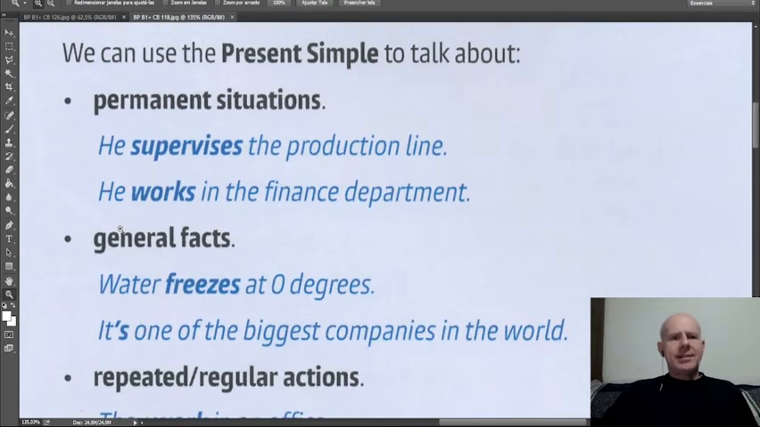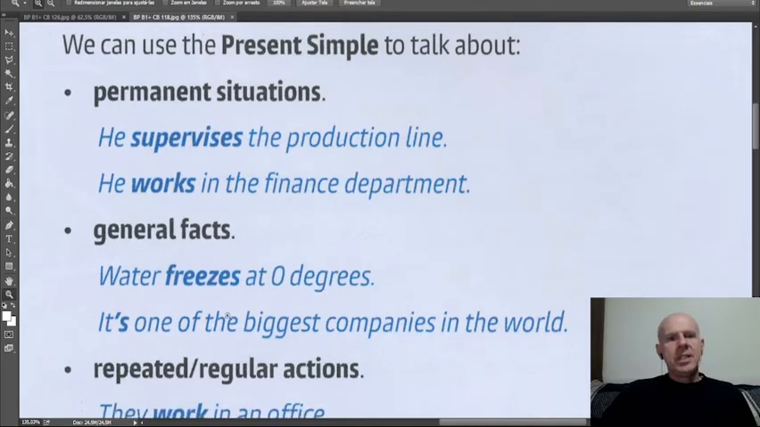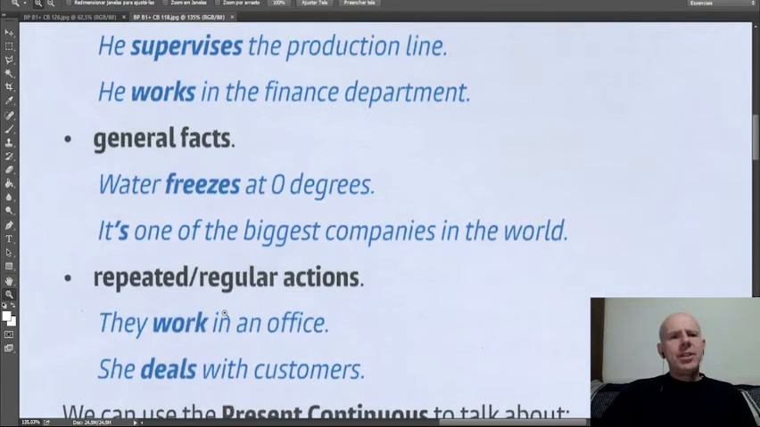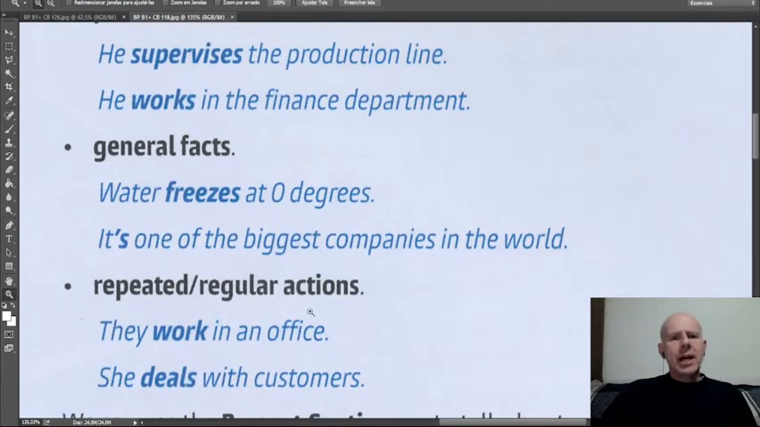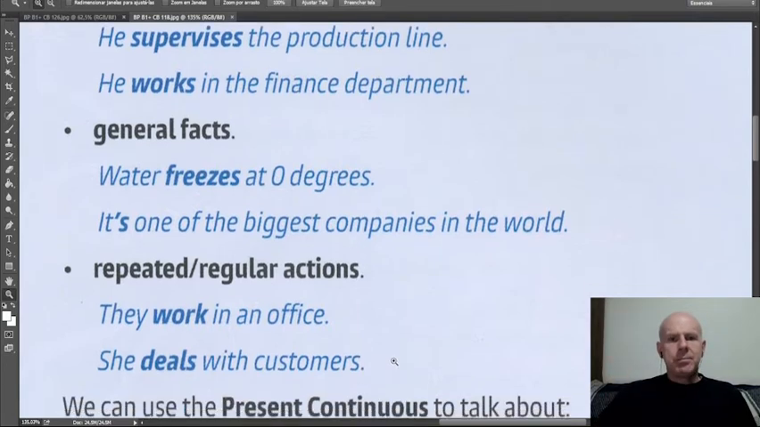For general facts: water freezes at 0 degrees at sea level. It's one of the biggest companies in the world. All right? So you have general facts, you use present simple. Present simple is also for repeated and regular actions. Habits. They work in an office. She deals with customers. Habits, present simple.